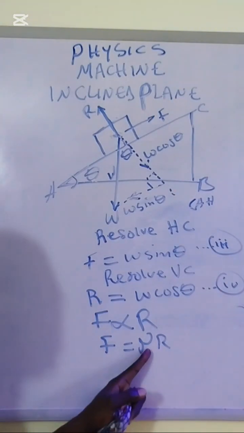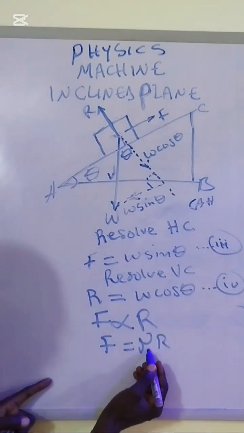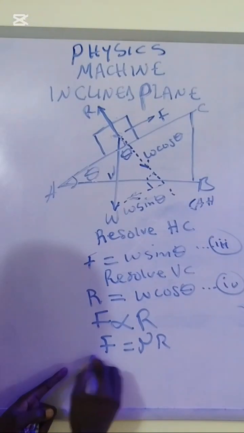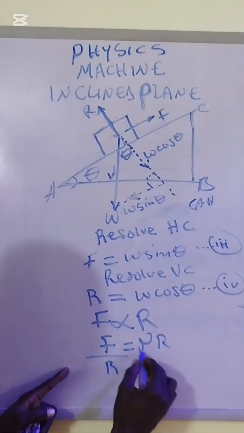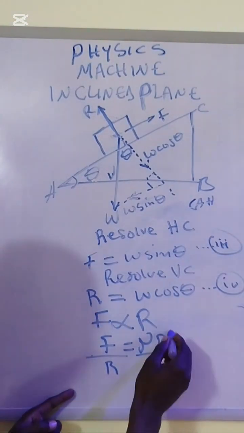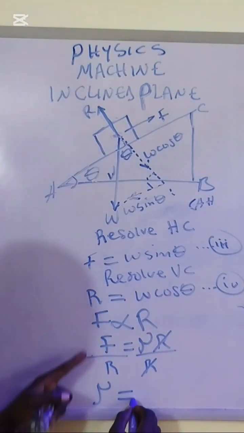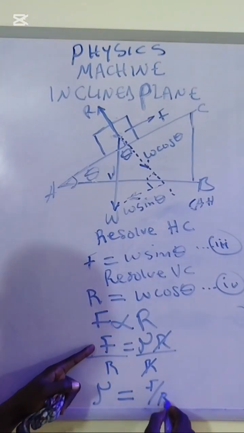Right? What is our mu? Mu is a constant of proportionality, known as the coefficient of static friction. Is that correct? Yes. That means we can make it the subject of the formula by dividing both sides by R. Divide here by R. Divide here by R. Do you follow? Yes. So R will cancel R. What is left? Mu is left. Mu is equals to F upon R.